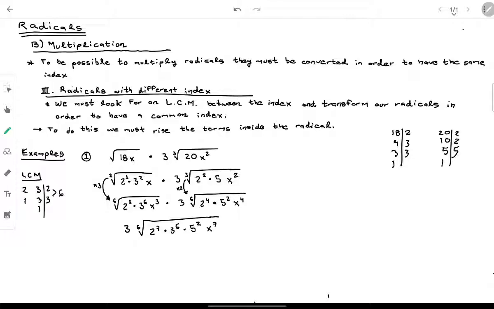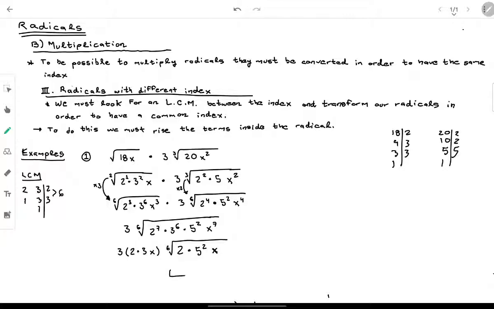So what happens next? I'm able to take out something from the root. So it's going to be 3 that multiplies whatever I can take out from the root. I can take out a 2, I can take out a 3, and I can take out an x. And on the inside part of the root, I will still have a 2 because 7 divided by 6 is not an exact division. The remainder is 1. 5 squared, of course, cannot go out because the power is smaller than the index. And in the case of the x, 7 divided by 6 is going to be 1 and the remainder is 1. So 1 is still inside the root.